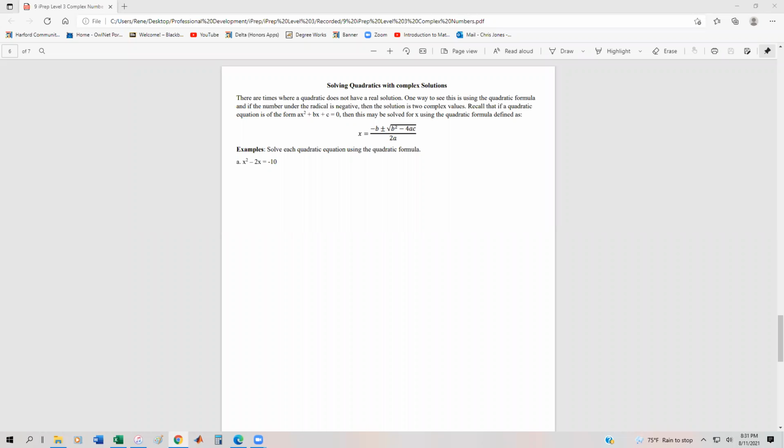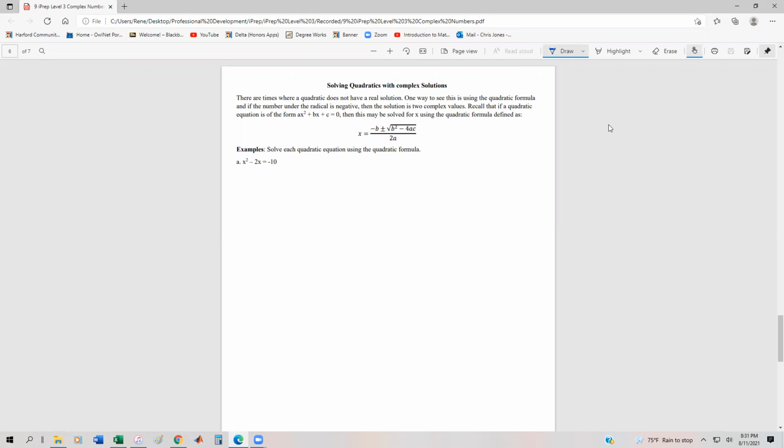In the previous video, we took a look at being able to perform operations on complex numbers. In this section, we're going to take a look at how we can go through and solve quadratics that utilize complex numbers within the solutions. Sometimes if we were to solve a quadratic, there's not any real solutions to it. Sometimes there's complex solutions.